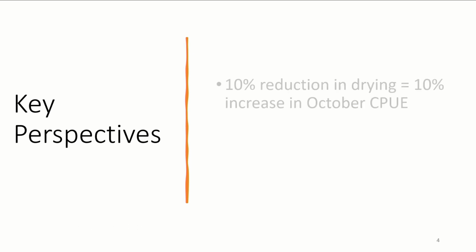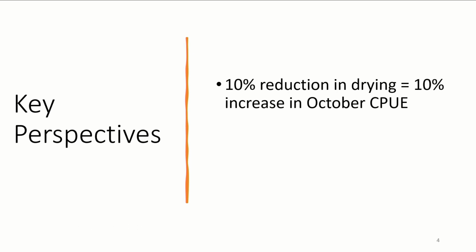So a couple of key perspectives to think about. From Charles Yakulik's integrated population model, if you have about a 10% reduction in the amount of drying, you'll have about a 10% increase in the October CPUE, which makes sense. So what we're trying to do here is see if we can improve on that. Maybe we reduce channel drying by 10%, but we can increase the October CPUE by 15% by delivering flows to areas that actually have more fish.